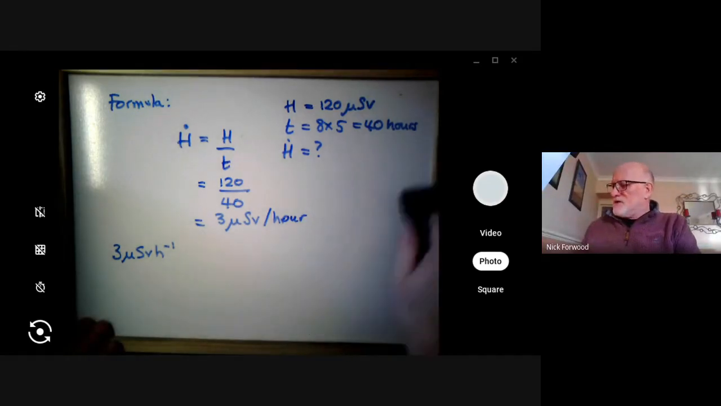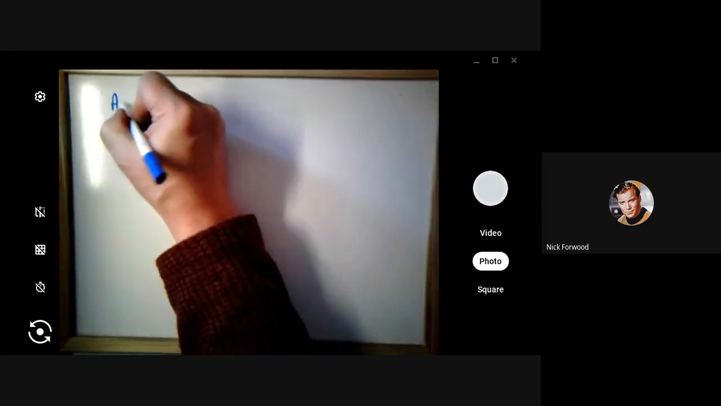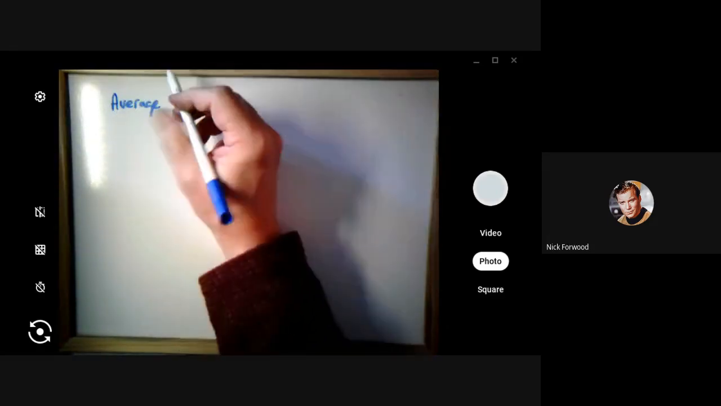Okay, so what we're now going to do is we're going to have a look at some of the other practice problems that are in the course notes on page 16. Okay, so we've got the average annual dose for a member of the public on page 16, number 1. Average annual dose for a member of the public is 2.2 microsieverts. You've got to remember that. We've already done that. So average, you've got this written in your course notes.